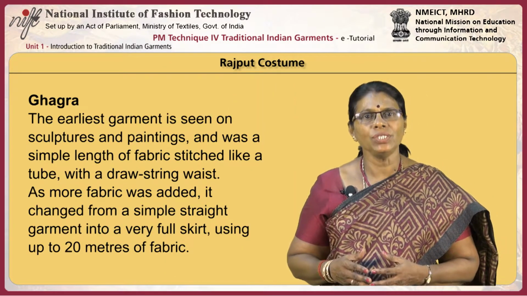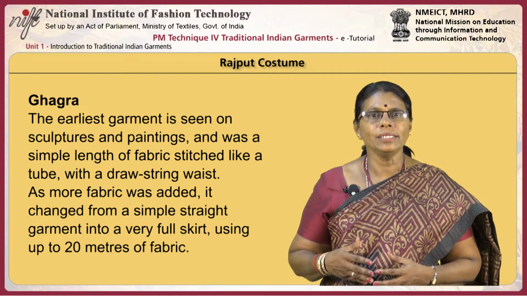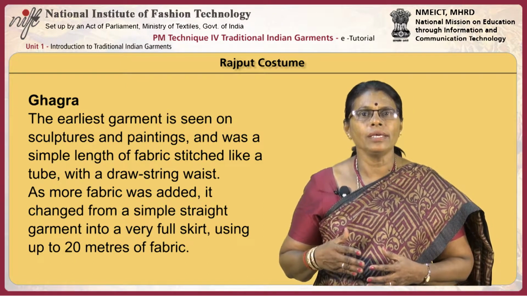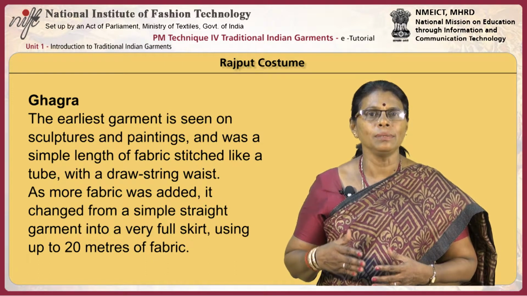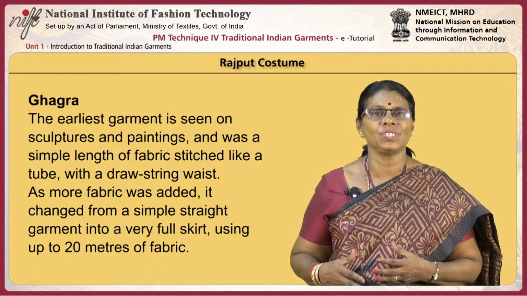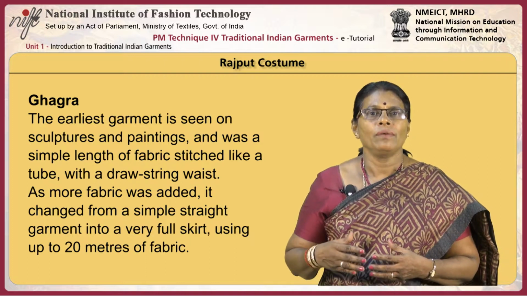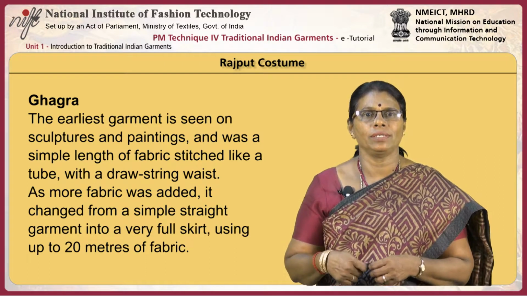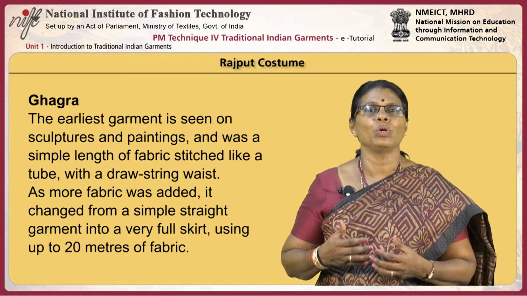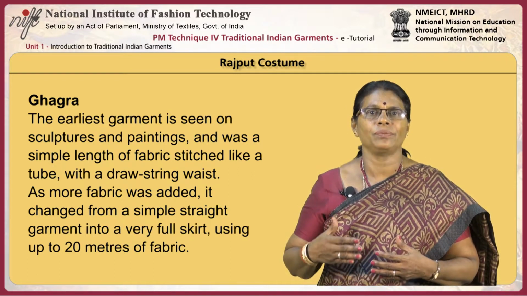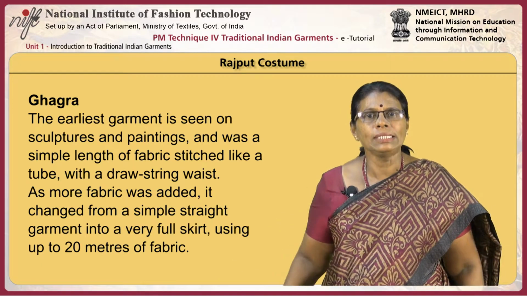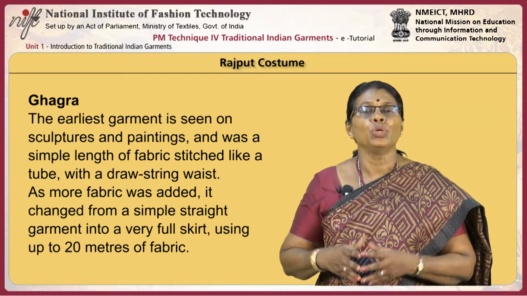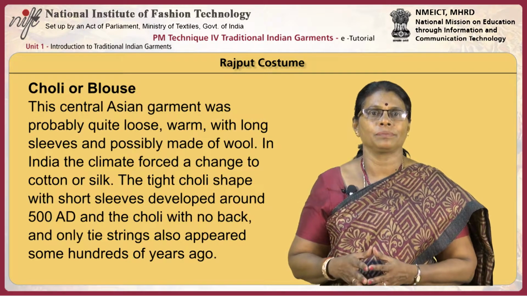Rajput costumes. Women used a variety of costume. The earliest gagra is seen in sculptures and paintings, and was a simple length of fabric stitched like a tube with a drawstring waist. As more fabric was added, it changed from a simple straight garment into a full skirt using up to 20 meters of fabric.